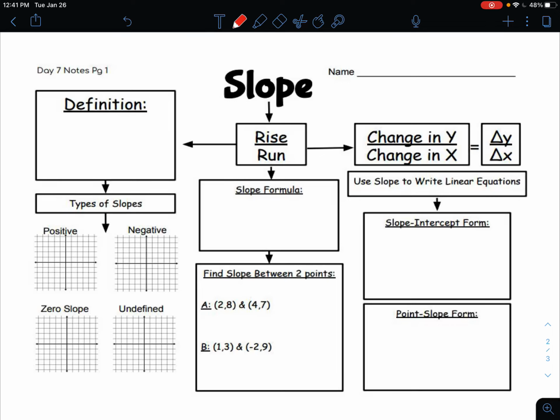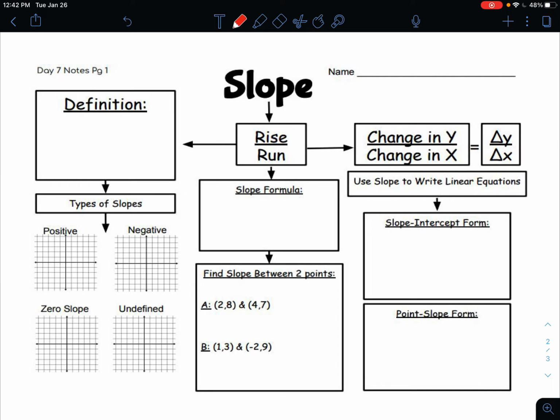Okay, so this page is all about slope. And slope is one of those things that we can represent in a number of different ways, so we're just going to highlight those ways. Again, this should be a bit of a review for you, but it's really important stuff, so it's good to have all these notes written as a reference for you.